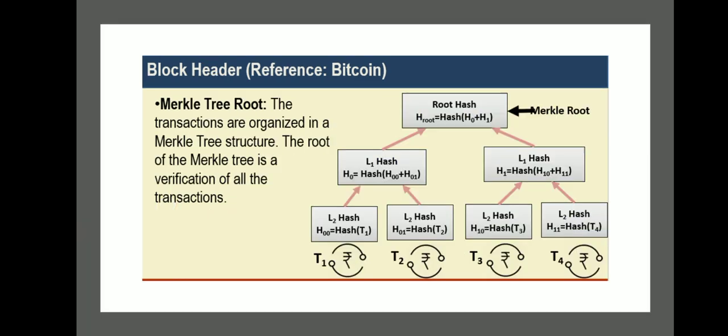Then the Merkle tree root. Here you can see the Merkle tree root. The transactions are organized in a Merkle tree structure. The root of the Merkle tree is a verification of all the transactions. In the lower part you can see the transactions T1, T2, T3, T4. The transaction hash of T1 is H00, H01 for T2. The transaction hash of T3 is H10. Like that, these hashes will be connected to the root, that is the Merkle root. Now the Merkle root is the transaction hash of all other transactions.